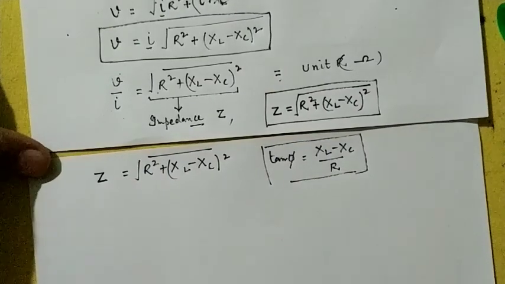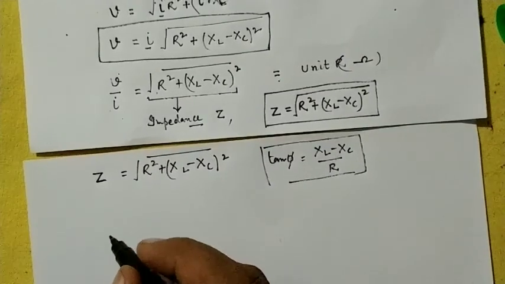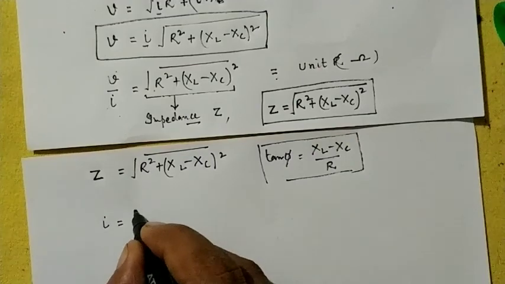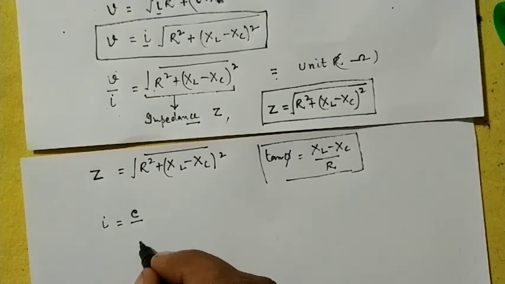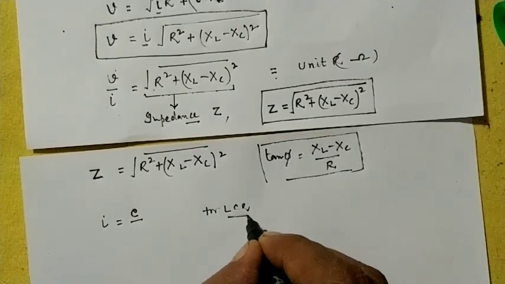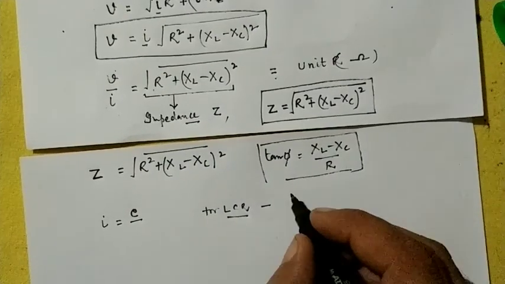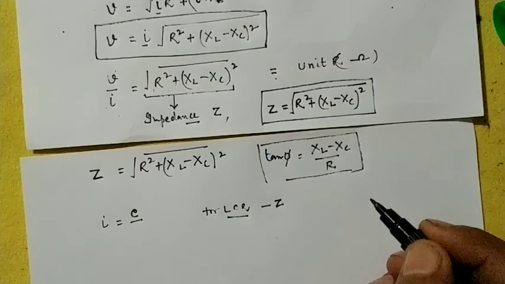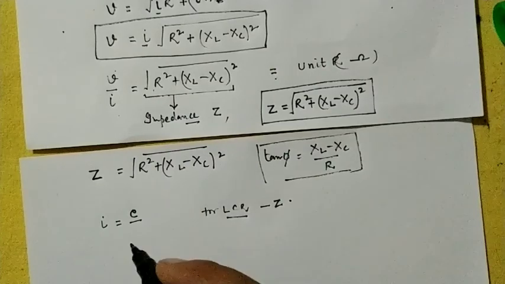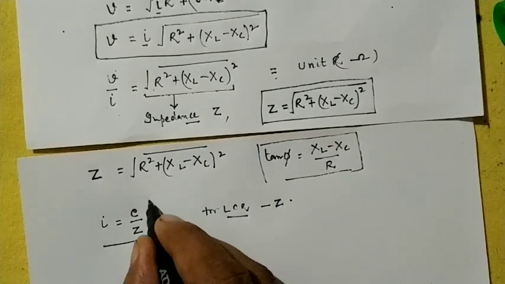We should remember them. Suppose we want to calculate the current in an LCR circuit. For a purely resistive circuit the current is equal to voltage divided by resistance. But for an LCR circuit there is no pure resistance because it has both reactance and resistance, so in this case we have the impedance, that is Z. The impedance is given by this formula, so the current will be equal to the voltage divided by the impedance.